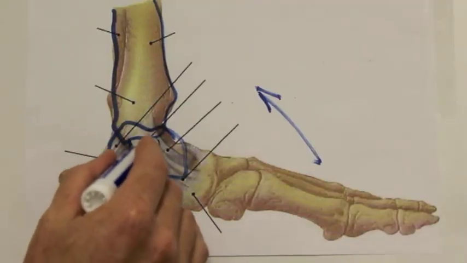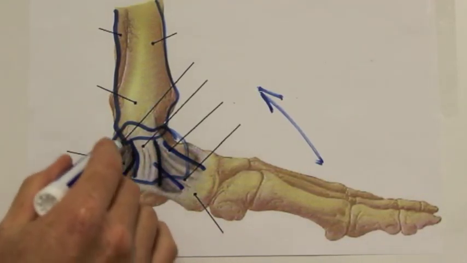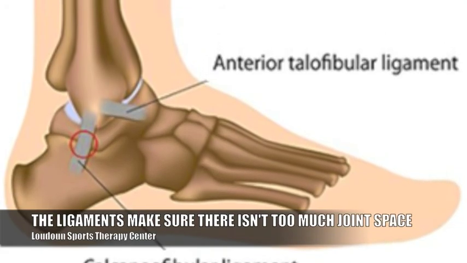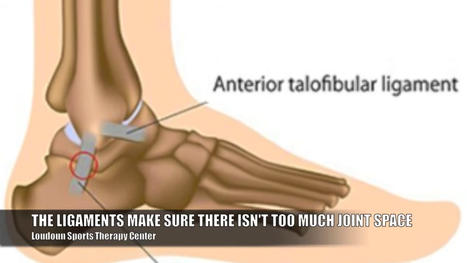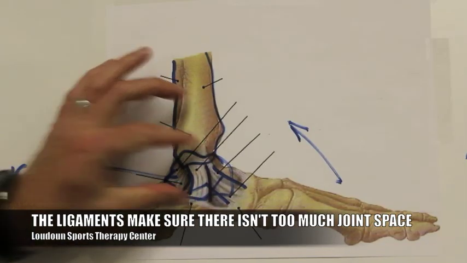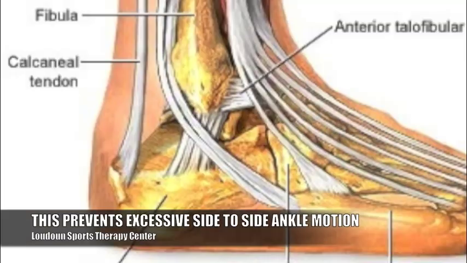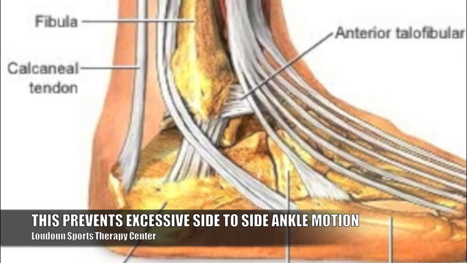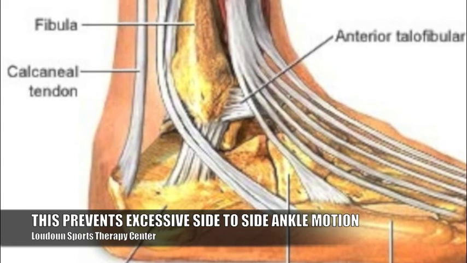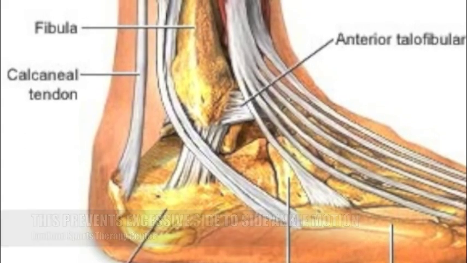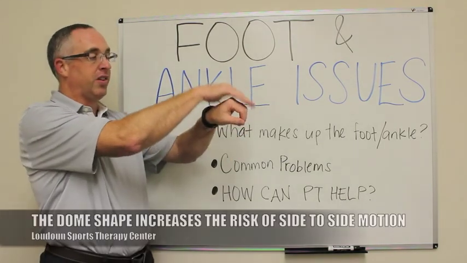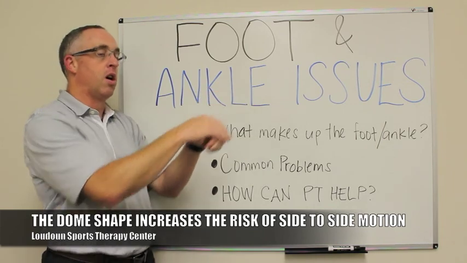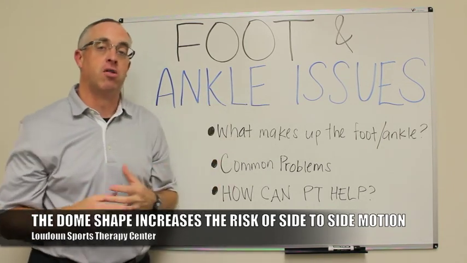And then we have ligaments that sit on the side of the ankle. Those ligaments hold that space and keep it closed as tight as possible, so that there's little potential for space in between your tibia and talus, and side-to-side motion is as limited as possible. But the problem is that because it's a dome-shaped setup, there's a lot of potential for side-to-side movement to occur. That's really where the ligaments of your ankle come into play.